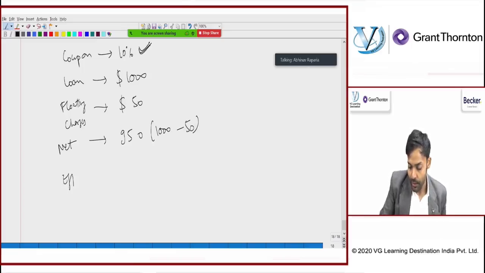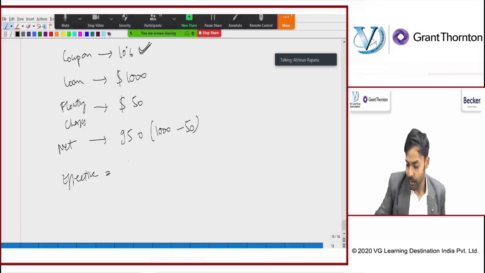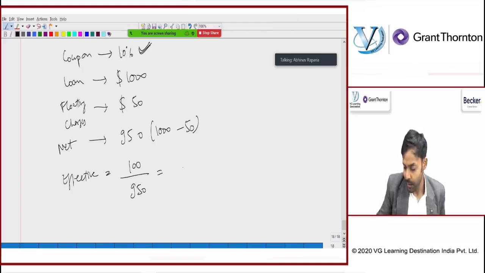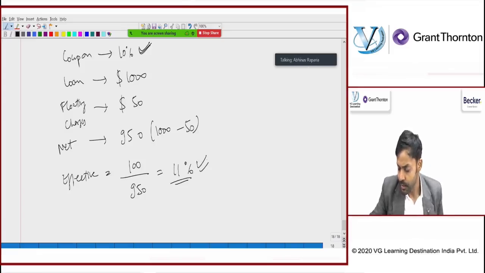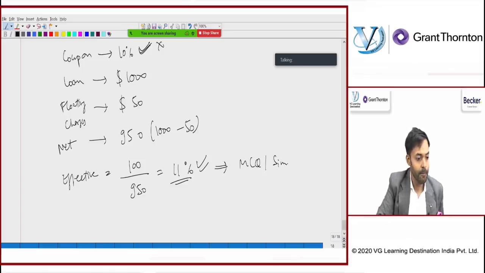And how would you calculate the effective rate? Effective rate would be 100 divided by 950, which is roughly around, I guess, somewhere around 11%. So you will use this and not the coupon rate for the purpose of calculation, for the purpose of answering your MCQs or simulation. I hope it is clear.